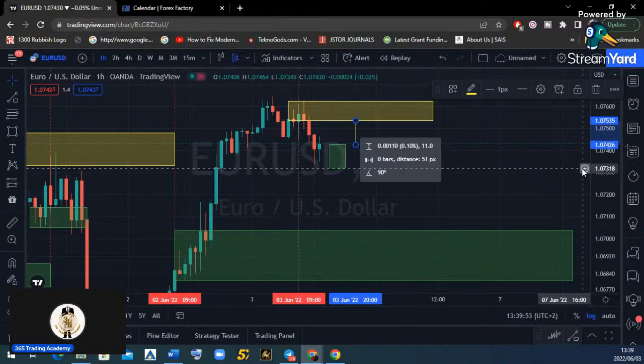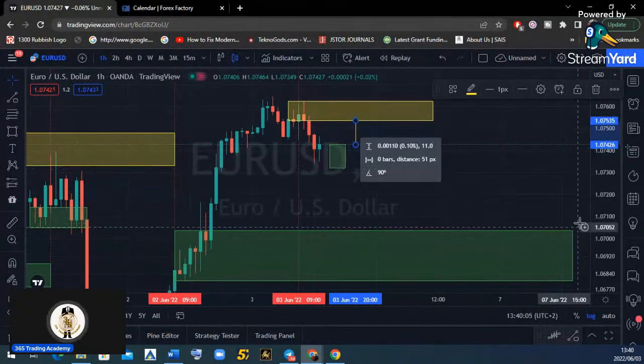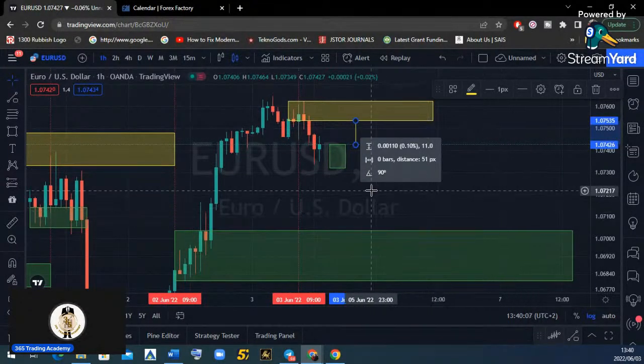At some point in time, these assets need to change. They don't move in the same direction. If dollar is going up, euro must go down. If euro is going up, dollar must go down. Something along those lines needs to happen. The data is going to be the deciding factor.